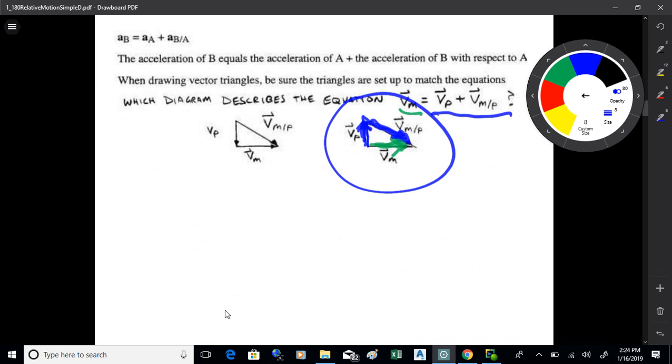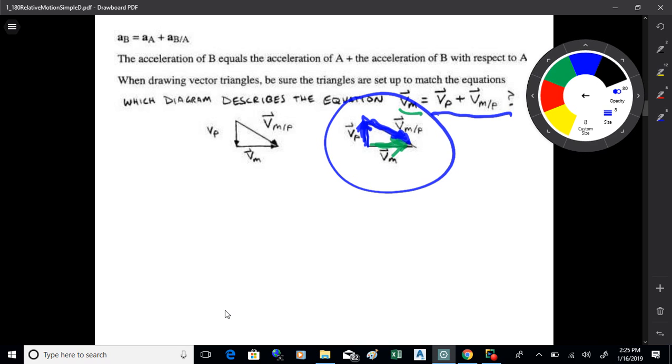All right. So how about having a look at that equation there? Vm equals Vp plus Vm with respect to P. Look at the two diagrams and see if you can figure out which diagram represents the equation. Is it the one on the left or the one on the right? Which diagram is set up properly to represent that equation? All right, now the answer is the one on the right.